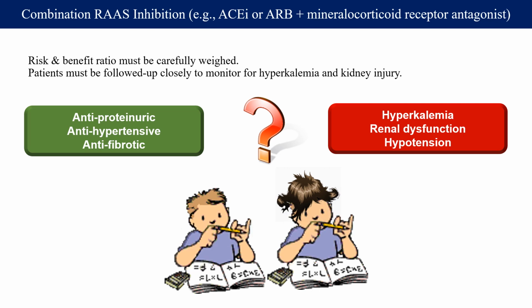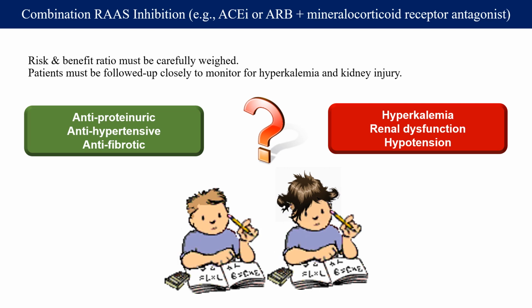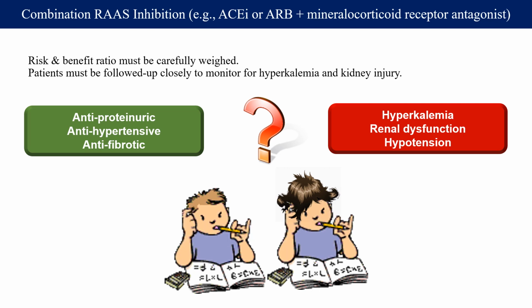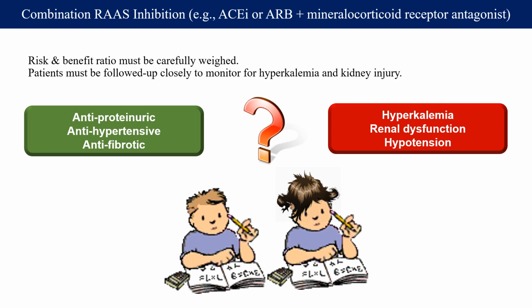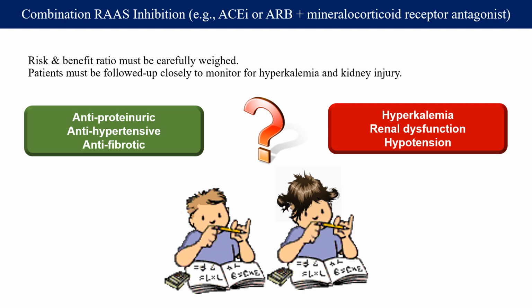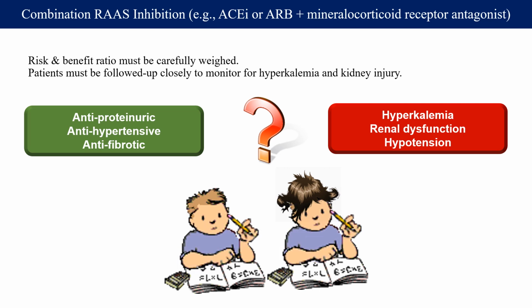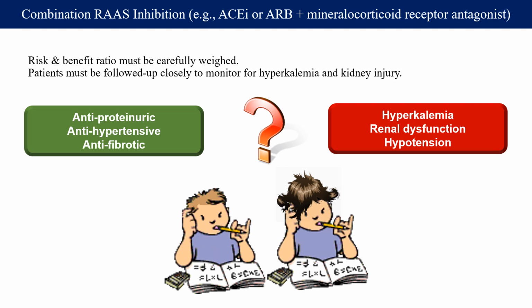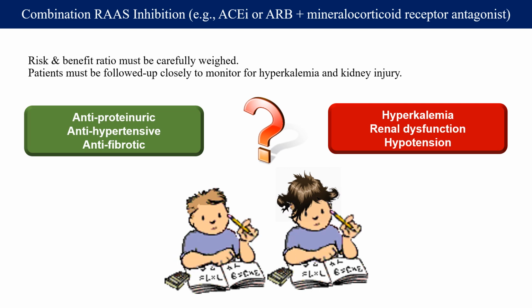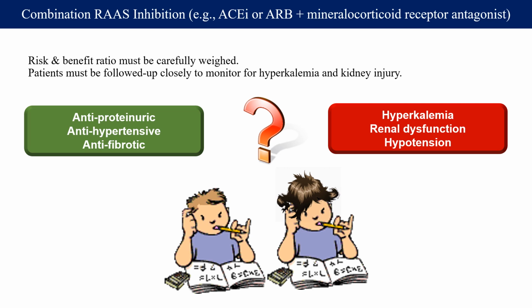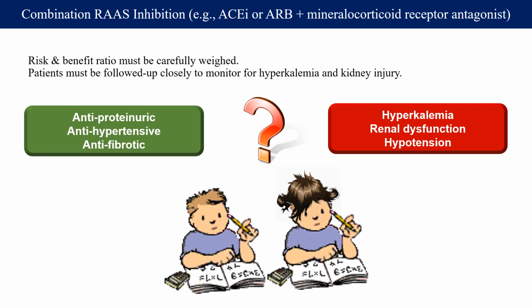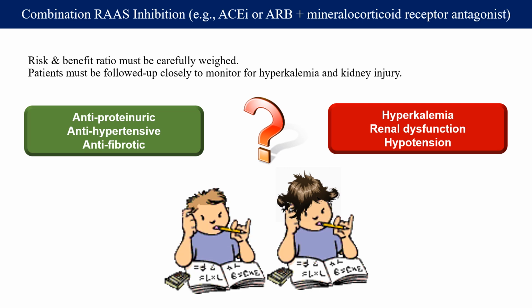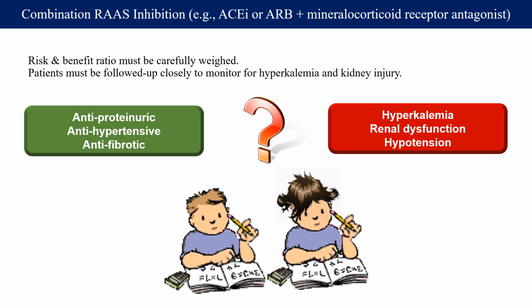A combination of an ACE inhibitor or ARB with a mineralocorticoid receptor antagonist may be used to treat heart failure, proteinuria, or difficult-to-treat hypertension in patients with low risk for hyperkalemia, hypotension, and kidney injury. However, these patients must be followed closely for adverse effects, including hyperkalemia and kidney injury.